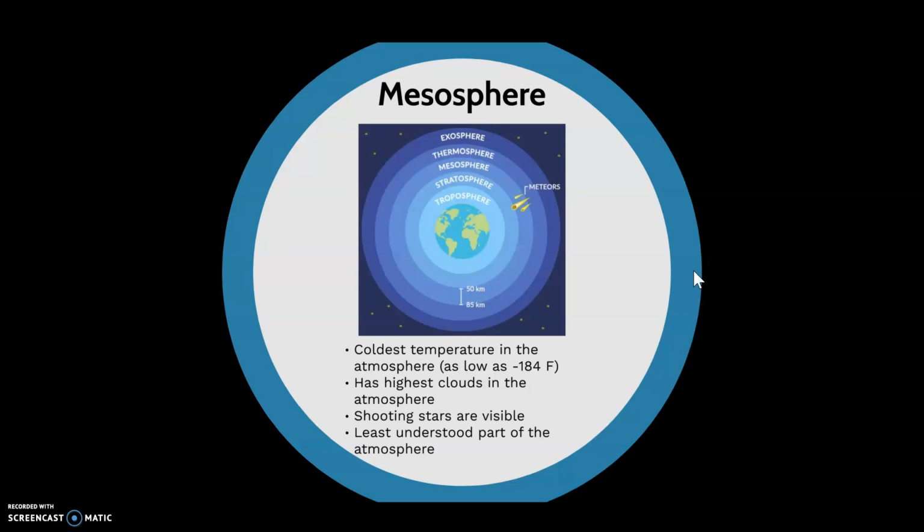In this layer, shooting stars are visible, and you can see our little graphic, our meteors. This is actually our least understood part of the atmosphere. We know less about this layer than any of the other layers.